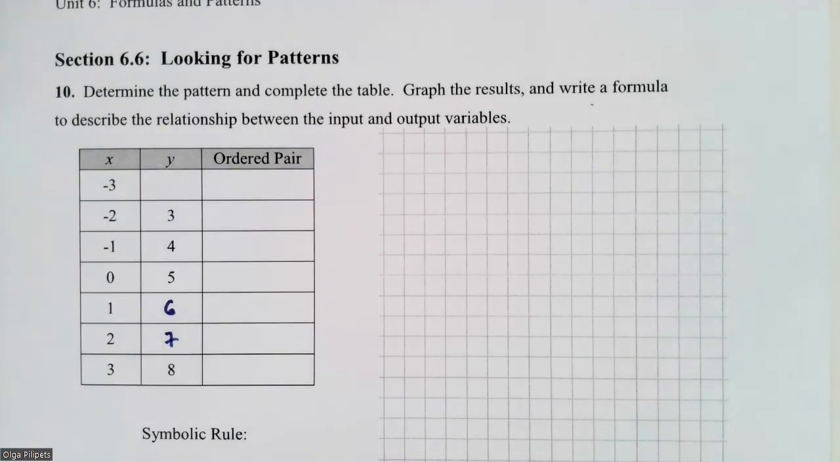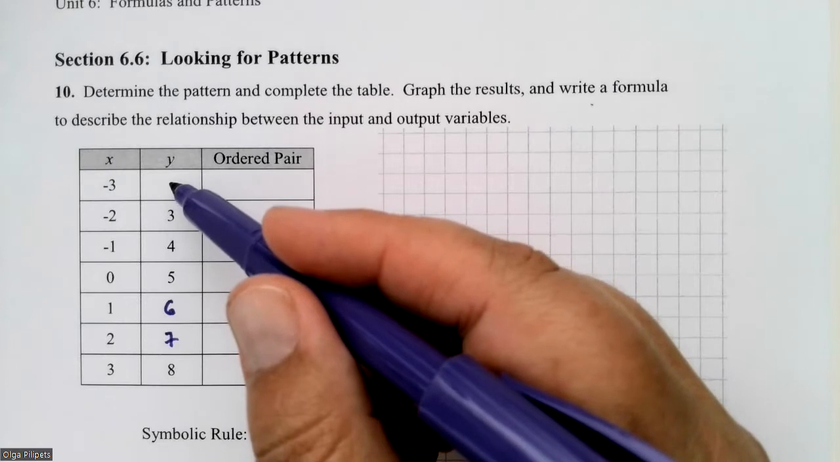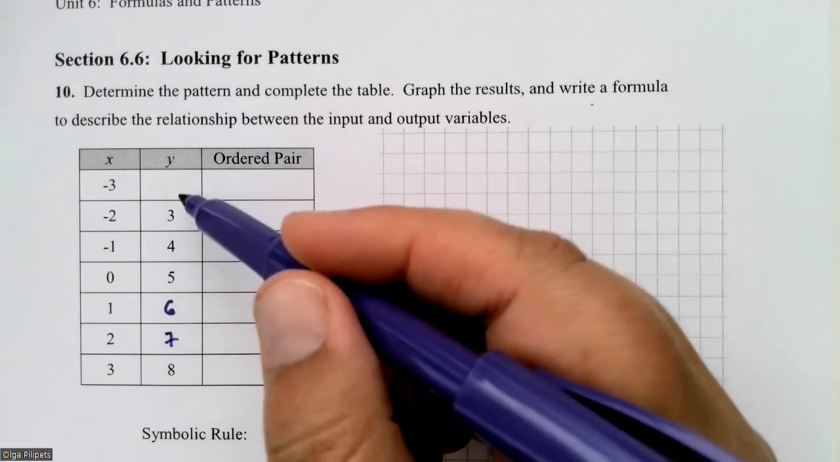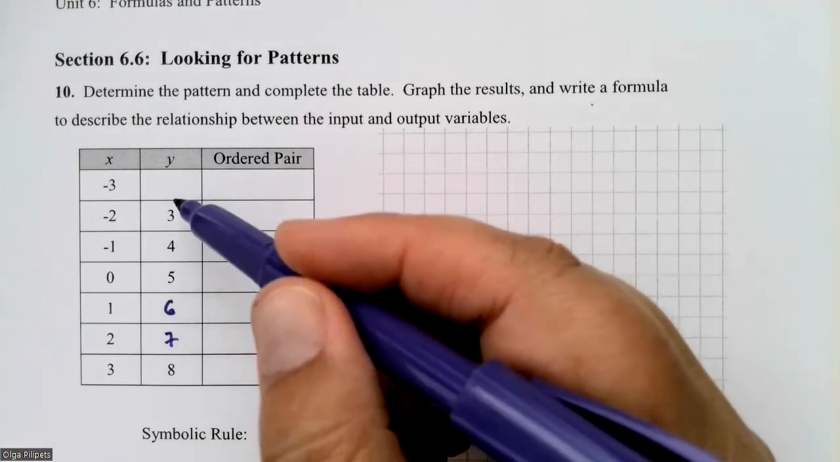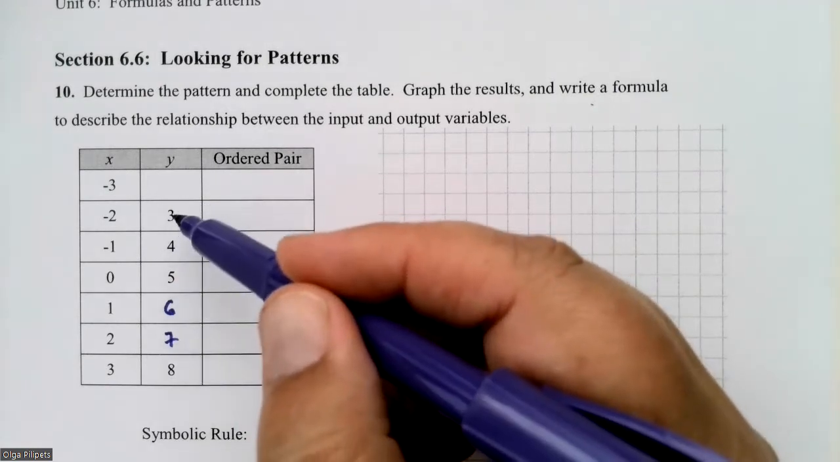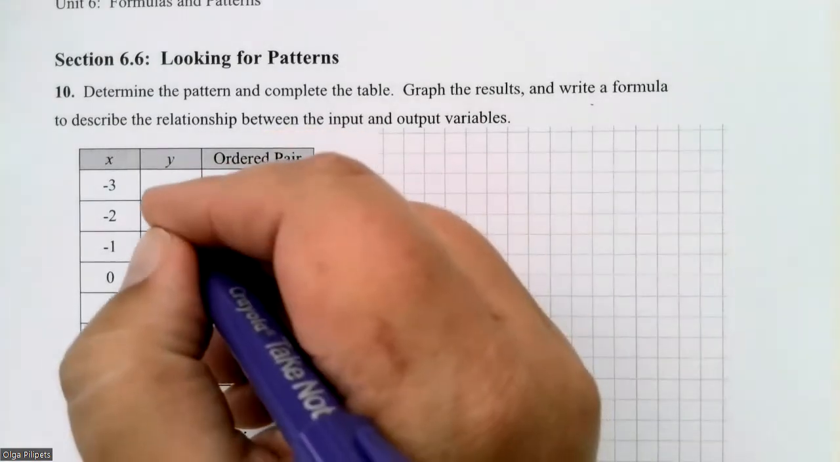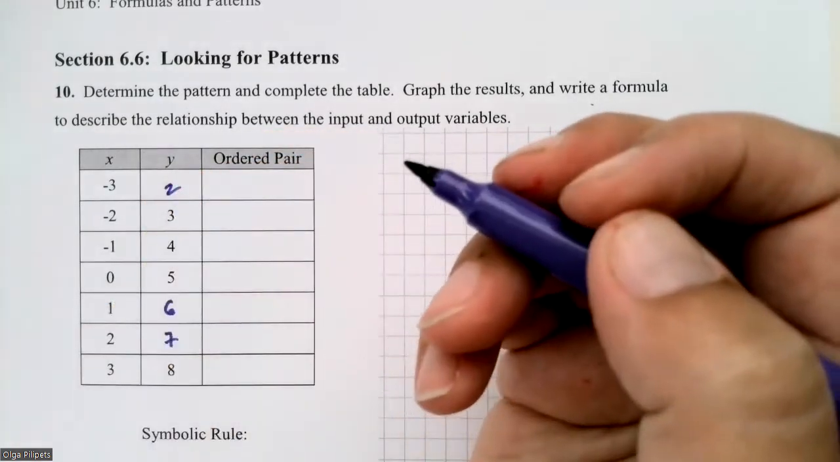That confirms that I guessed the pattern correctly. Now, I have one more value that's missing right here. So if the values are increasing by 1 going this way, they should be decreasing by 1 going the other way. So this value would be 2.